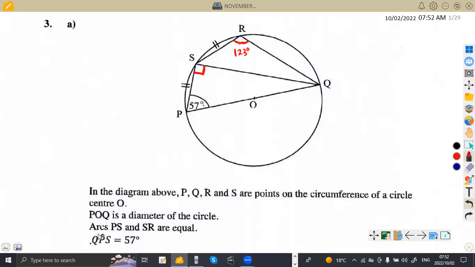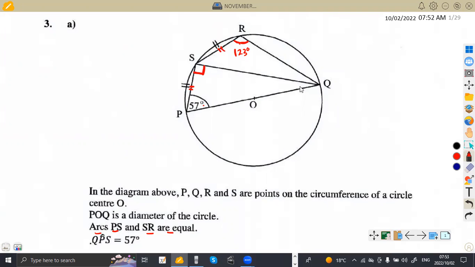Also, we are given that the arcs PS and SR are equal from P to S, which means also with the chords, they are equal. Once the arcs are equal, it means also those chords are equal. So what do we get from this theorem? It states that equal chords or equal arcs subtend equal angles at the circumference.